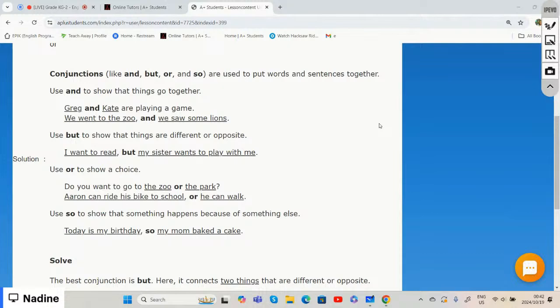We use but to show that things are different or opposite. It's like showing the contrast. Then we use the word or, and or is to show a choice. It's like saying it's either this or it is that. That is a choice. So when we use it in a sentence, our choice needs to be clearly stated.